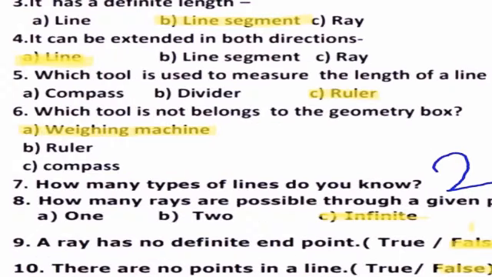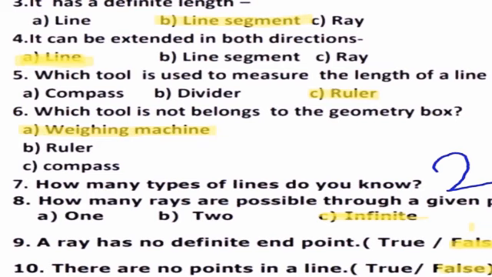Again, I am repeating the answer of question number 9, that a ray has no definite endpoint. It is false because a ray has only one endpoint. Now the 10th question is, there are no points in a line. It is not true, that means it is false, because a line has an infinite number of points.